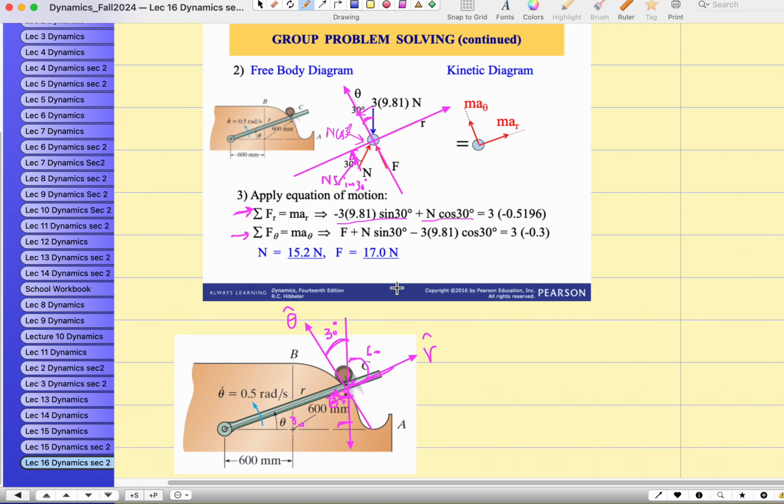You understood these two forces? So how about the transversal? In the transversal, F is along the transversal, so you don't need to resolve F because it is already along the transversal unit vector. The remaining two forces: this is downward, so it is negative W cosine 30, and this is upward, so this is positive N sine 30.